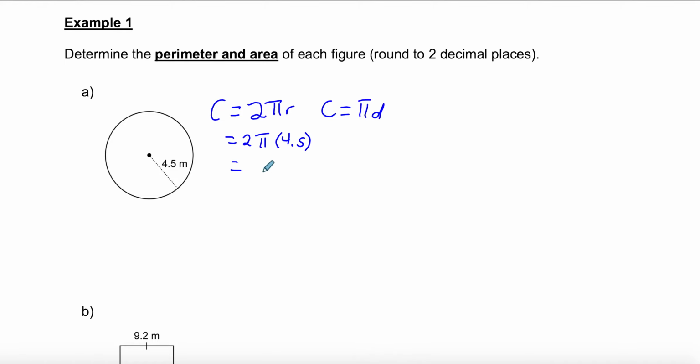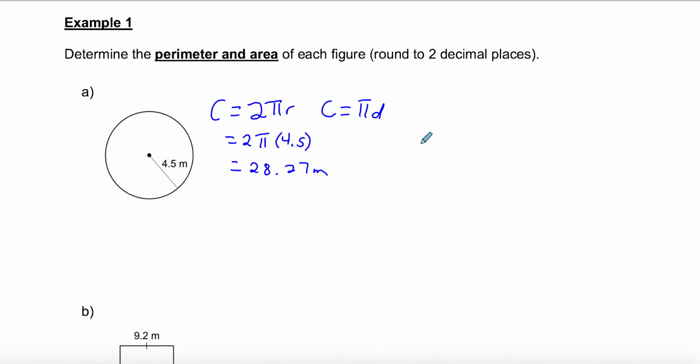I could use the formula pi times d, but I like the formula that just has radius in it. One thing I will say: if you have a scientific calculator, it's more accurate to use the pi button. When I type this in, because all of these terms are side by side, they're all multiplied. So 2 times pi times 4.5, and I get 28.27 meters.